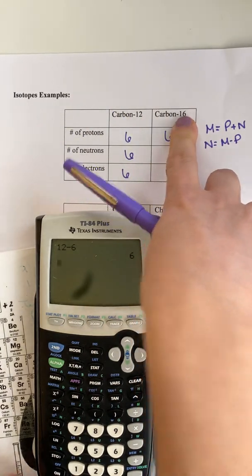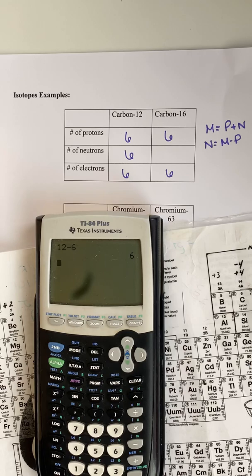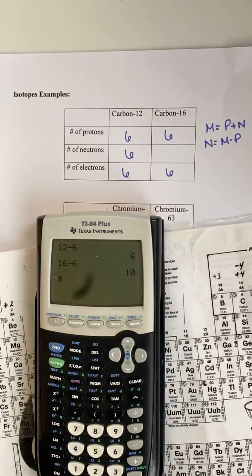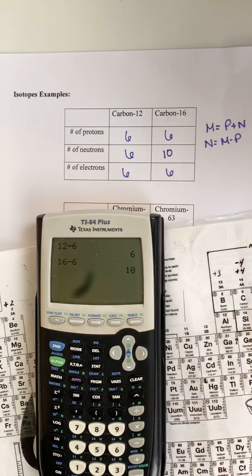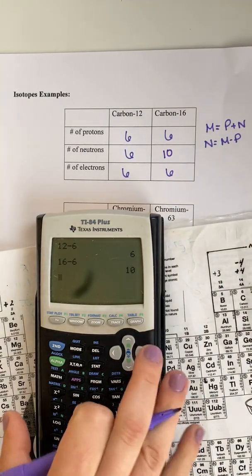Now we have carbon-16. This is an isotope. Same element, just a different mass, meaning it has a different number of neutrons. So we're going to take 16 and subtract the protons from it. This time we have 10 neutrons in this element. There are my 2 isotopes of carbon.